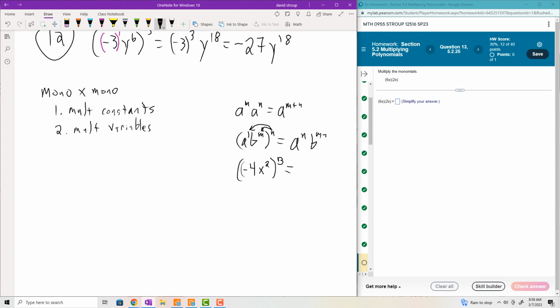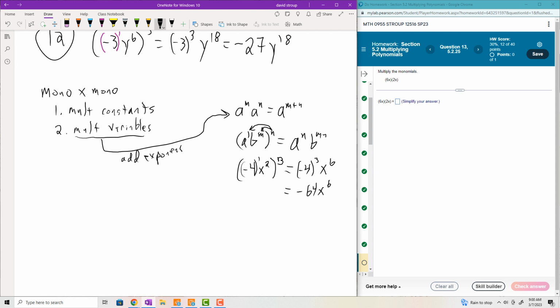Okay. Of course, in this case, it would be negative 4 to the third power times x to the 6. So in this case, you're multiplying exponents. And this would be negative 64x to the 6. Okay. So when you're working with multiplying polynomials and you're multiplying variables, the case that you'll be in will be this add exponents case.